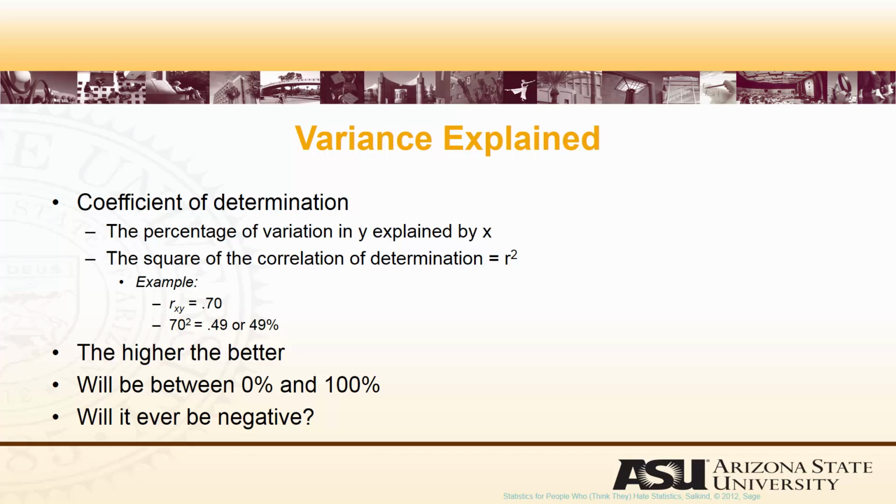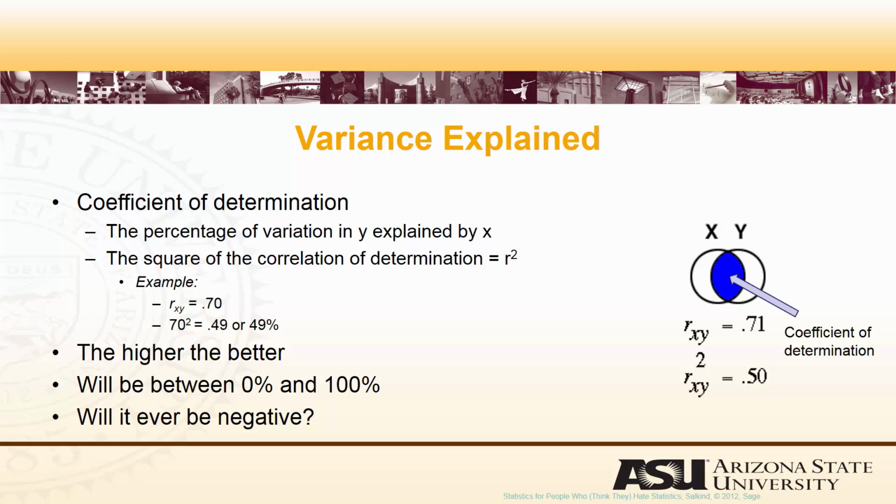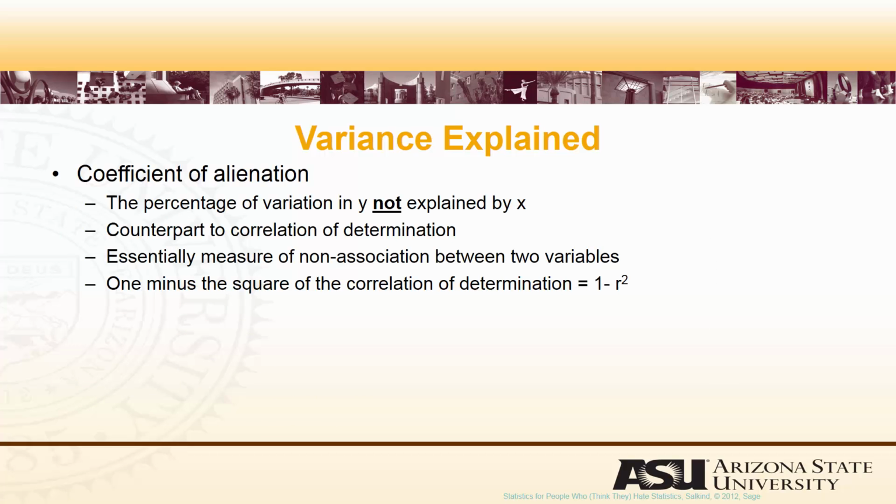Will it ever be negative? The answer to that is no. Since we're squaring it, it will never be negative. Even if we had a negative 0.99 and we squared it, we still end up with a positive number. So again, when we square things, what we get is the coefficient of determination. It's that middle area in that Venn diagram there.